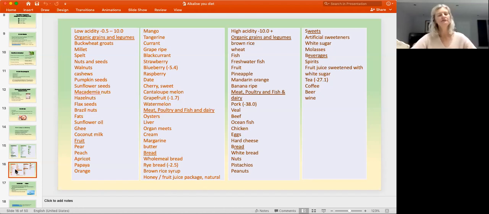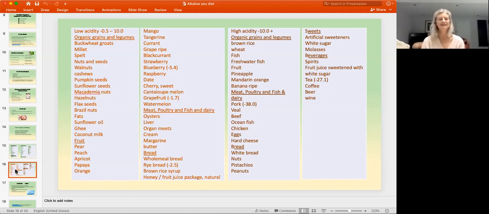And then you'll see from the meat, poultry, fish and dairy, there's just a very small amount that are on the low acidity. Organ meats, don't know who likes organ meats. I know there are people out there who like them. Never been something that has floated my boat. And then breads, you've got some of the wholemeal varieties of breads and rye breads on the list. So you can obviously take a little bit longer to look at that list. If you look online, you will find differing opinions. But this is, like I said, just a really good place to start.